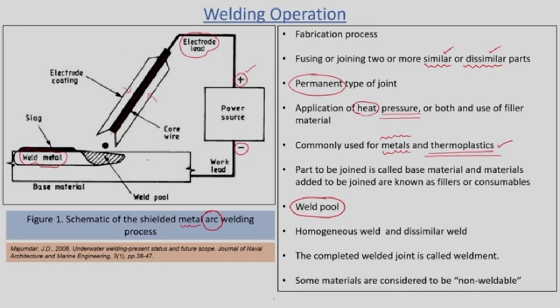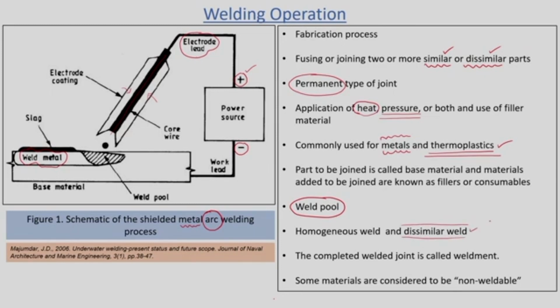When these two parts are melted, the filler material will get deposited and it will generate a homogeneous joint if all three materials are of the same type. Suppose we are using a mild steel electrode rod to join two materials of mild steel only, so we are generating a homogeneous weld. All three materials are the same, the materials which are getting joined together and the material of the electrode as well. When we use dissimilar materials for welding, this is also possible.